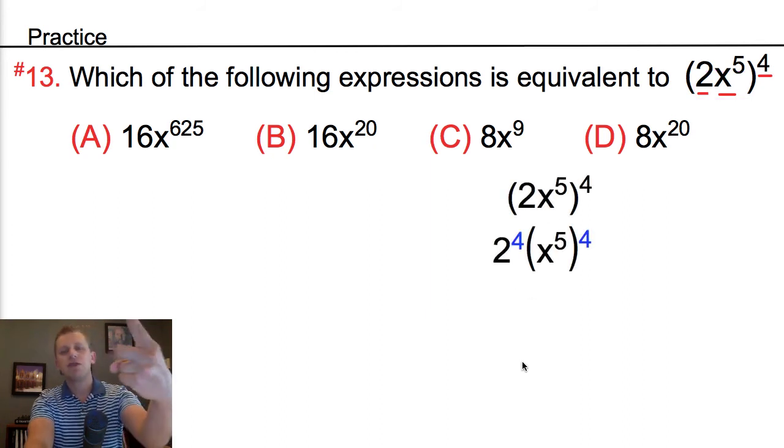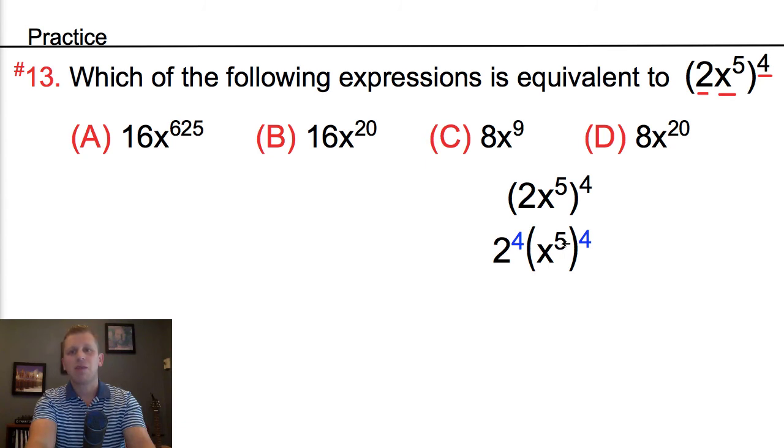2 to the 4th is 2 times 2 times 2 times 2. 2 times 2, 4, times 2, 8, times 2 again, 16. When you take a power to another power, you multiply. 5 times 4 is 20, for a final answer of 16x to the 20th.